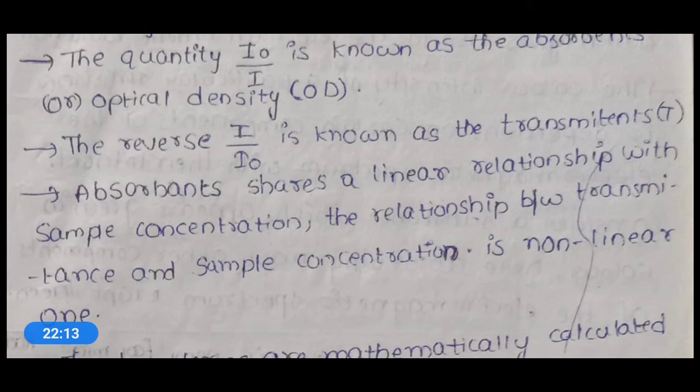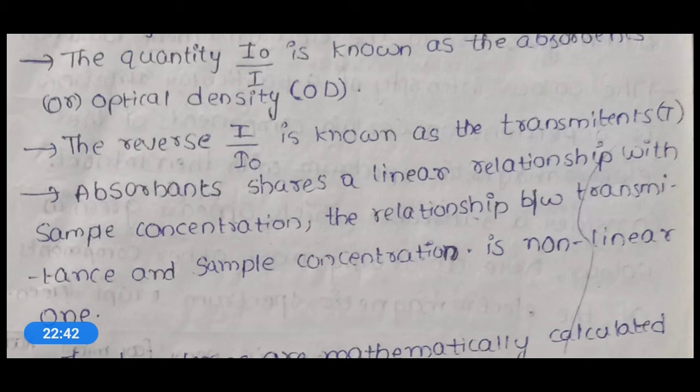And the reverse, I by I naught. So if I naught by I is the optical density value, I by I naught will represent the transmittance. Whatever components are transmitted, that particular transmittance can be identified with this I by I naught.